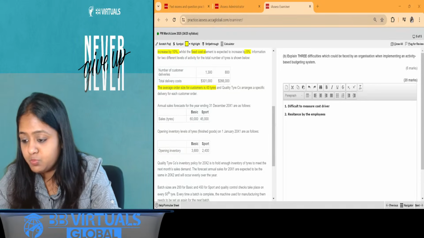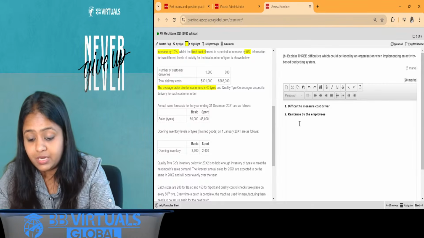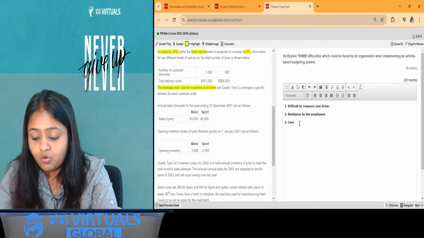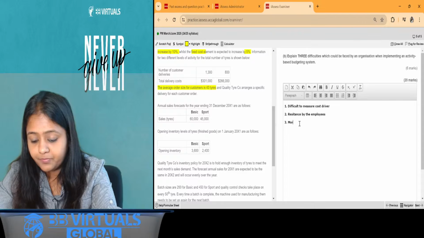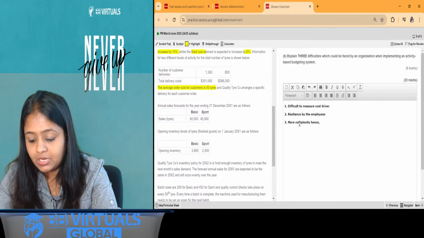Swapna has given: more complex software might be needed. Yes, absolutely, very good point. So there is more complexity. Hence, new software or information system may be needed. Very good, Swapna.